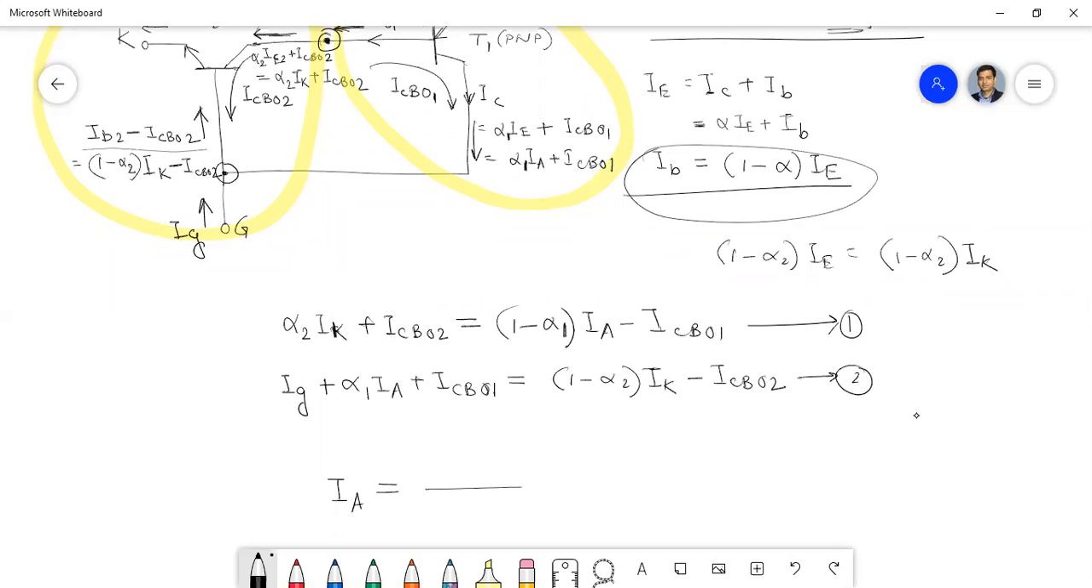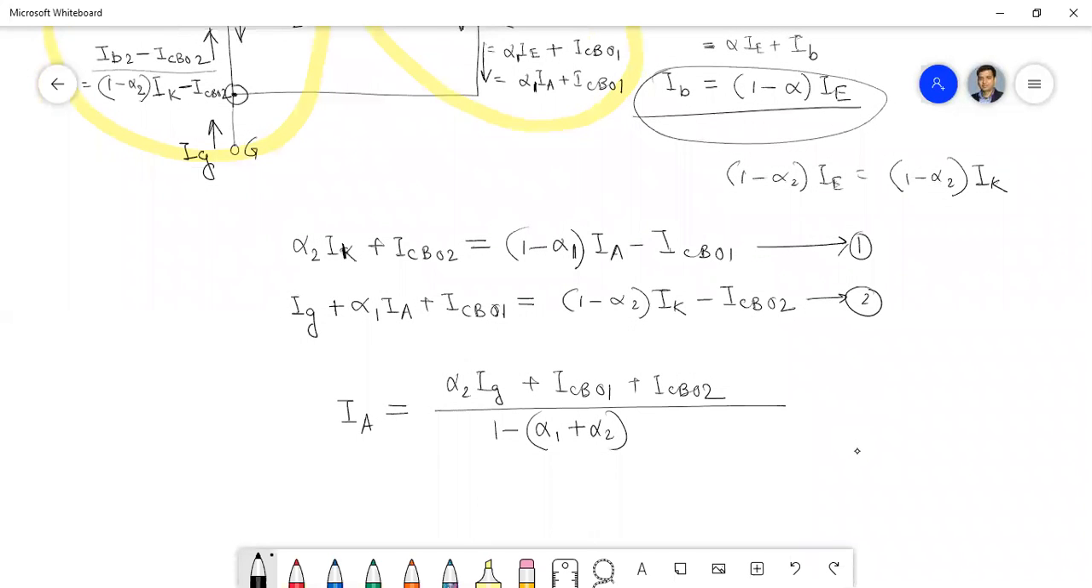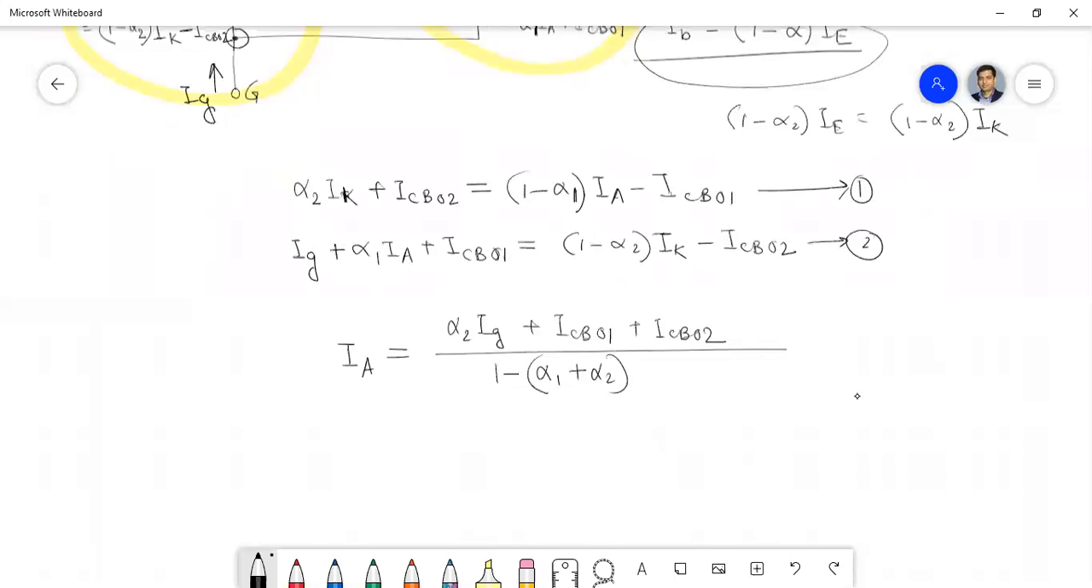Sir, alpha 2 IG, in the denominator, alpha 2 IG plus ICB01 plus ICB02, and in the denominator 1 minus alpha 1 minus alpha 2. Okay. Is this right? We just check. Yes, sir. Okay. So this is the expression that we obtained for the anode current.